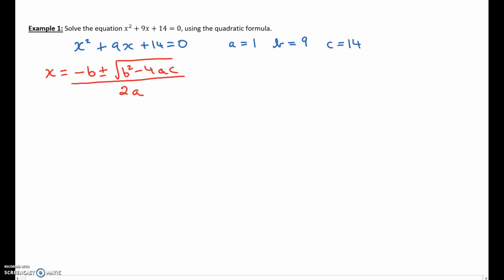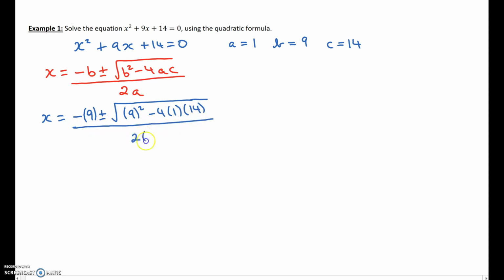Okay, so let's do this problem. Start off by filling it in. x equals minus b, which is 9, plus or minus the square root of b squared, and I guess for accuracy and consistency we should put everything in parentheses. So that will be (9) squared minus 4 times 1 times 14. And that's all over 2 times 1.